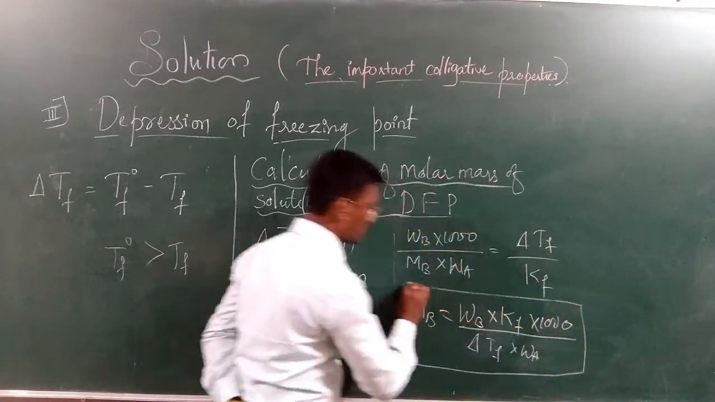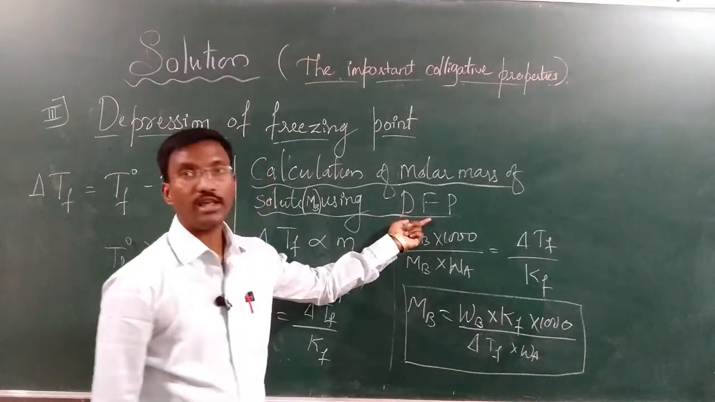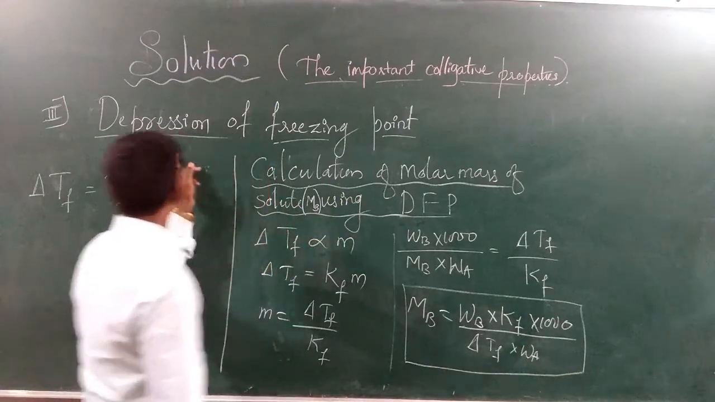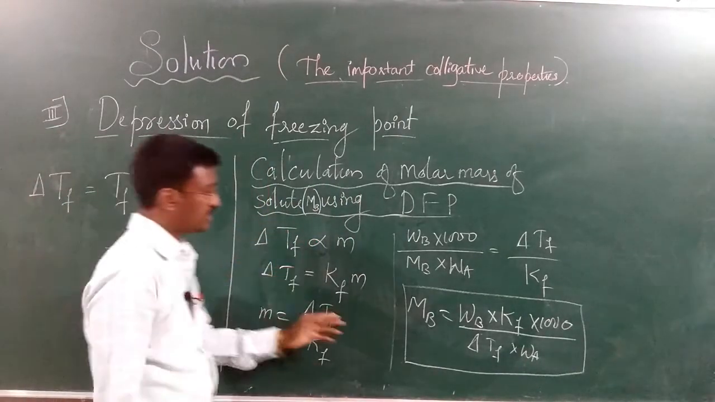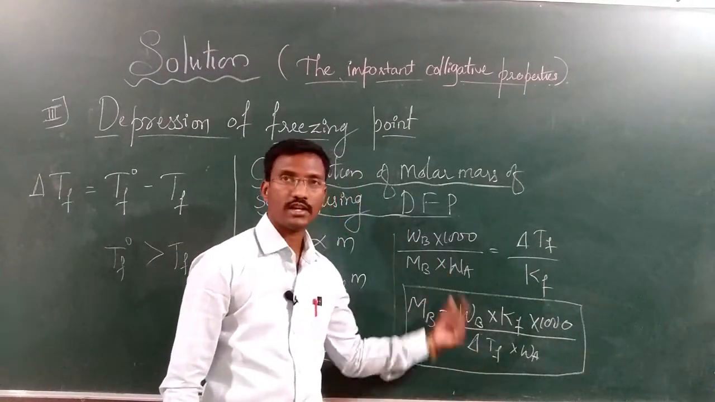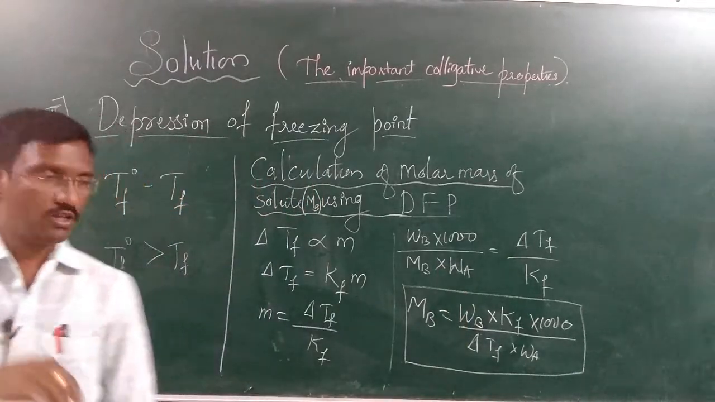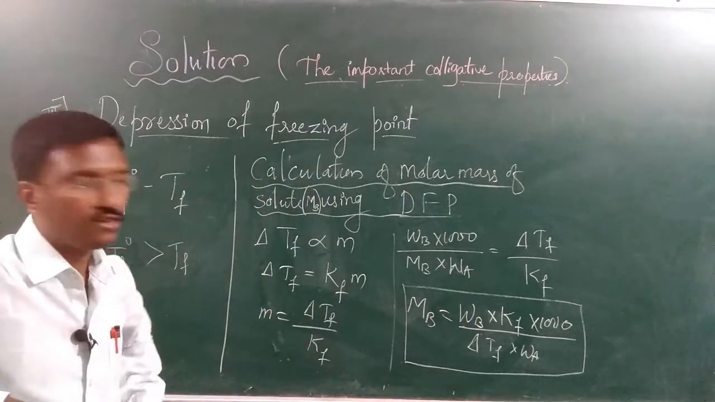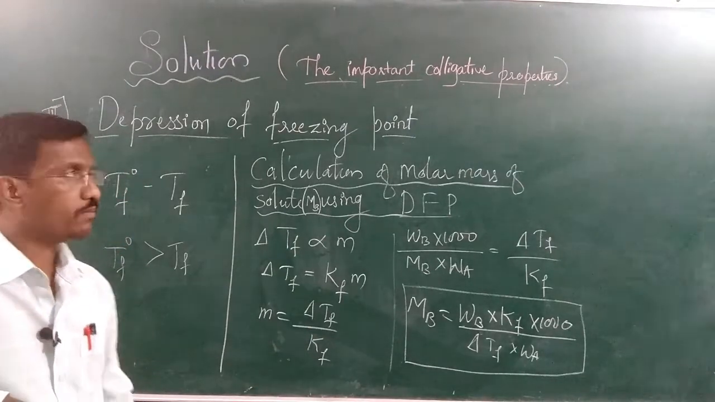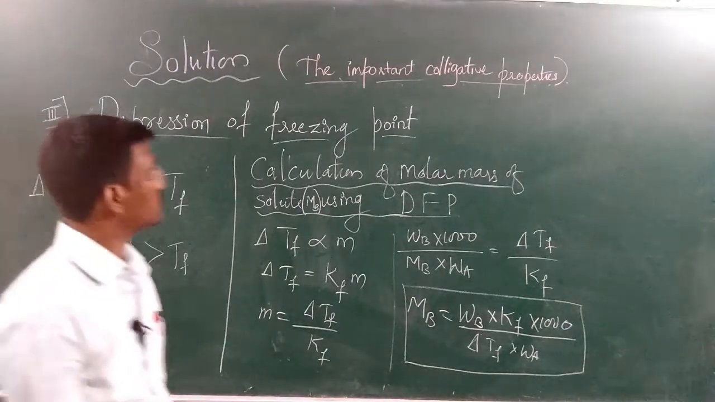If you want, just box it here. The previous one was elevation of boiling point, and this is depression of freezing point. Both formulas are almost similar. Instead of Tf, there we have taken Tb. Here Kf, there it is Kb. Nothing is changed. Only the constant and the freezing temperature are changed. So this final expression is important. Based on this, we are going to derive the problems. So this is the expression.